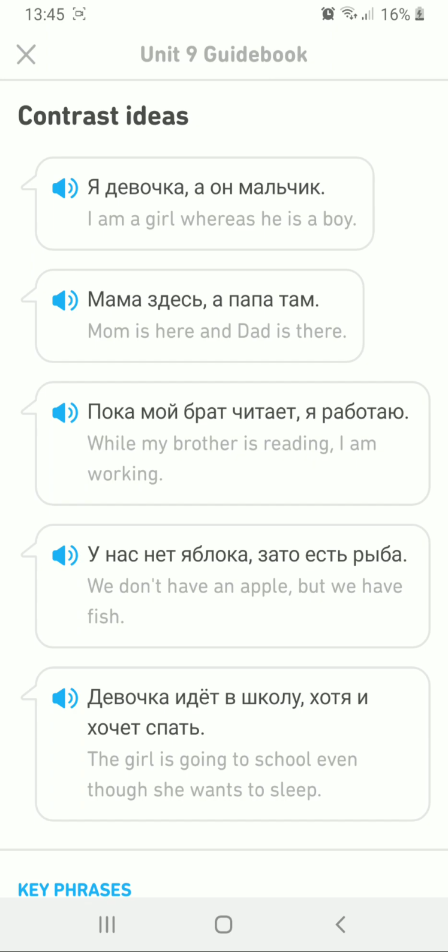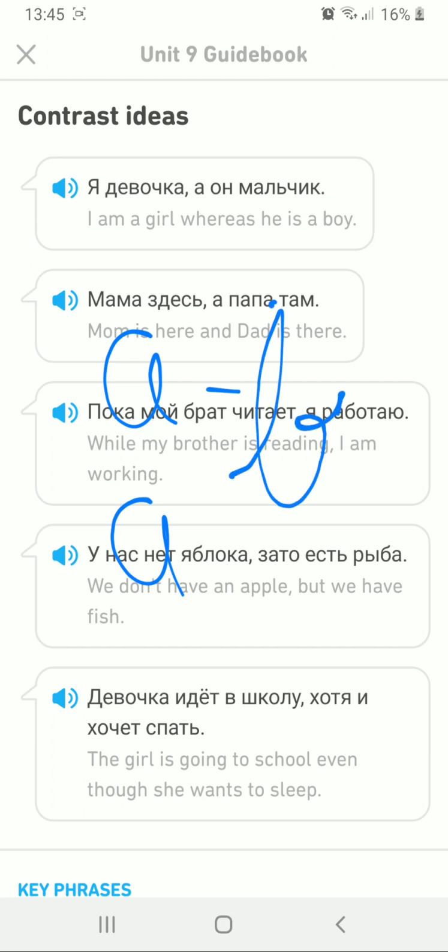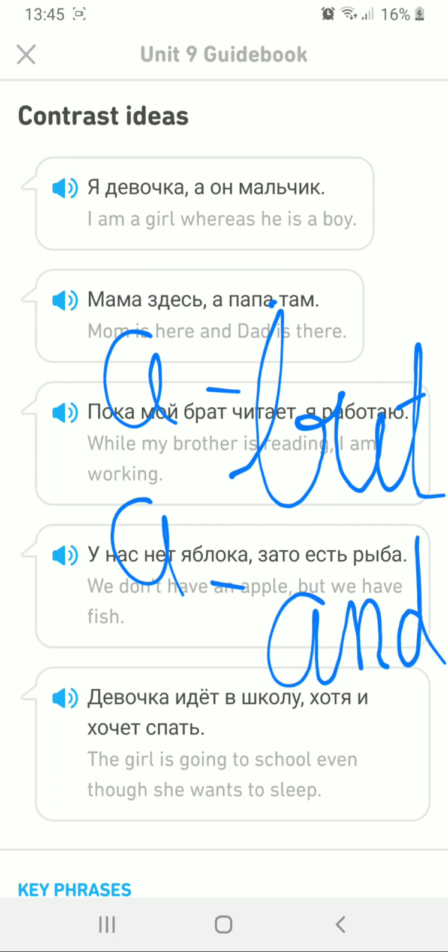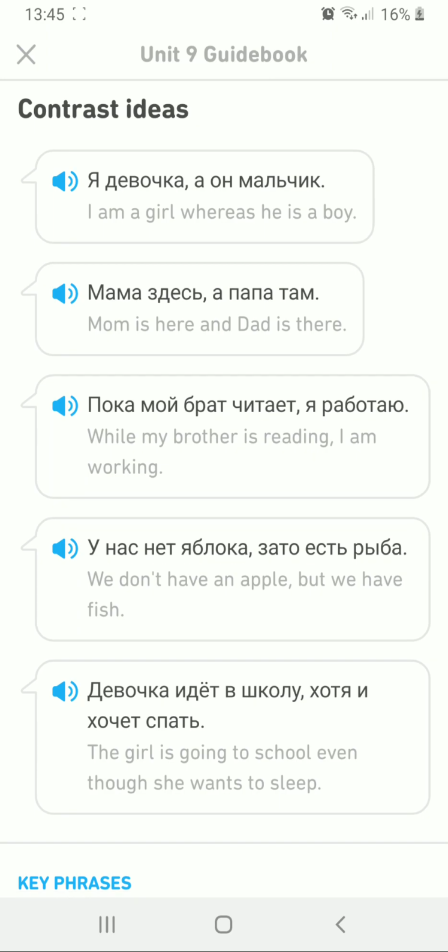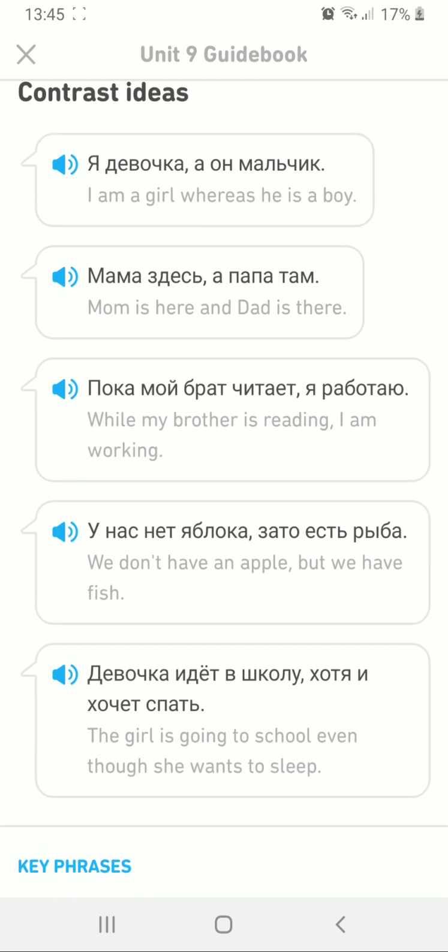But let's move further. Also, what you should take from this is that the conjunction а can mean either but, or it can also mean and. Because as you can see here, whereas, or we can say but here, I am a girl but he's a boy. Or you can say mom is here and dad is there. So мама здесь, а папа там.